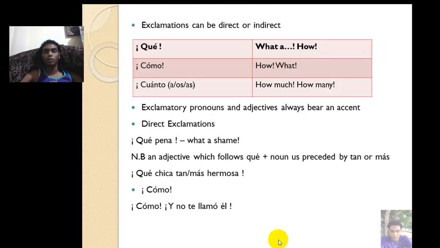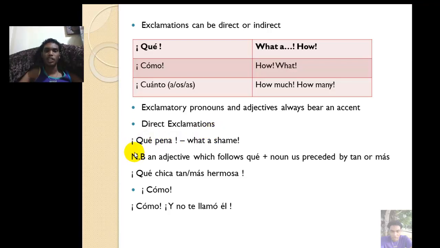Exclamations. Now, especially when I go to Venezuela, they exclaim a lot, right? So, I mean, they are rarely used when writing, but it's still good to know the grammar, okay? In case you have to write an essay and use exclamations, right? So, these always have an accent. There are two types of exclamations. There's direct exclamations and indirect exclamations. So we start with the direct exclamations.